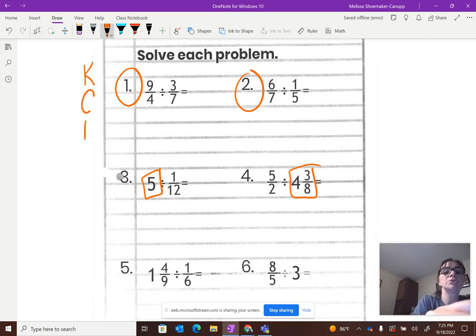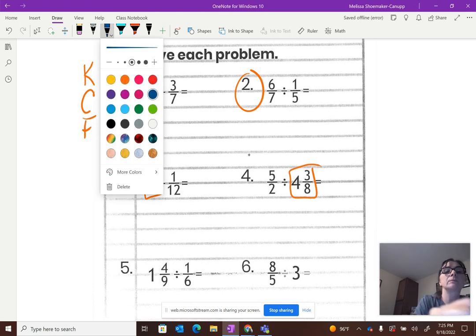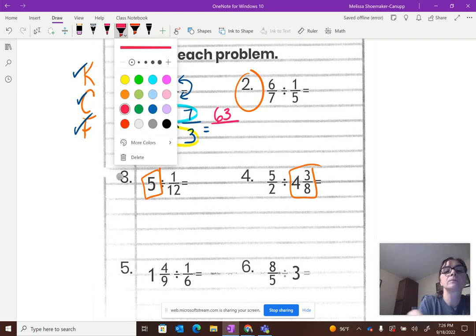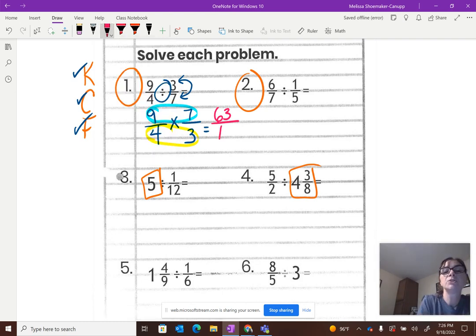Remember, keep, change, flip. So I keep 9/4. I'm not going to do anything with it. Done. I'm going to change division to multiplication, and I'm going to flip 3/7. Do not forget that step or you're going to be wrong. Let's multiply straight across. 9 times 7 is 63. And multiply those denominators. 4 times 3 is, oops, switched the wrong thing, 12.